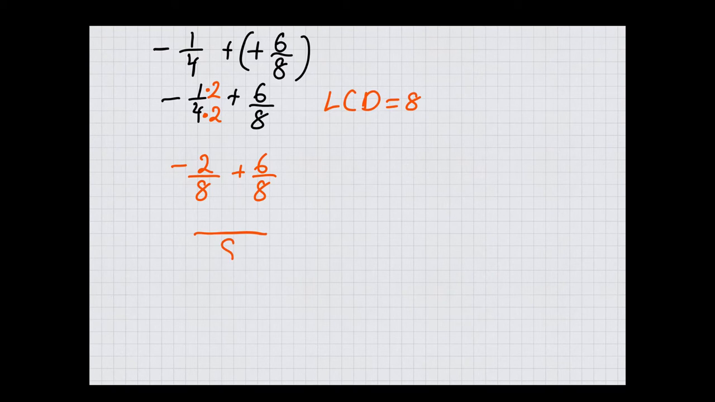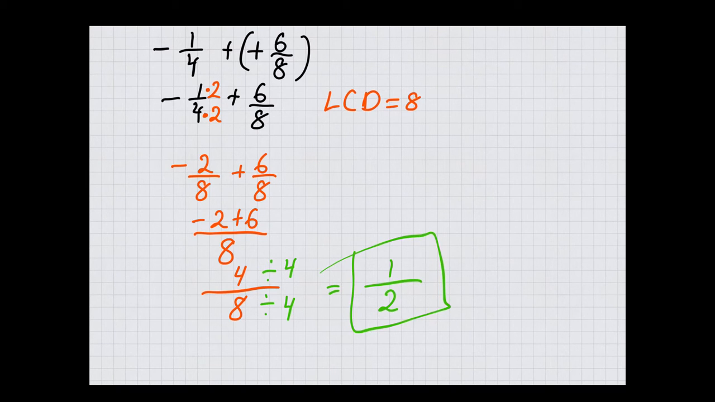Common denominator is 8, minus 2 plus 6. So we have out of 8. Even though it looks like addition, different signs, we look for the difference of 2 and 6 and we get a positive 4. Before we move on, we want to reduce as much as possible, and I know that both 8 and 4 can be divided by 4. So we get 4 divided by 4 is 1, 8 divided by 4 is 2. That's our answer.